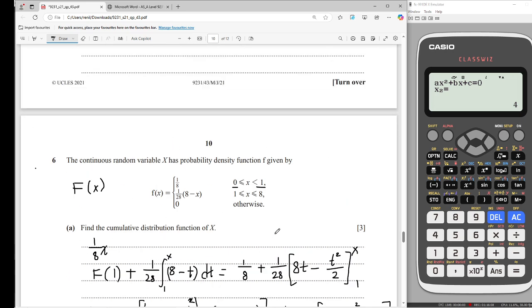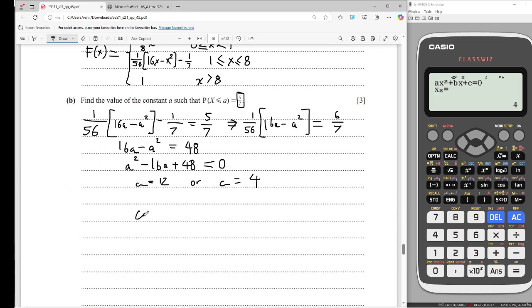Now I can tell that a equals 4. You know why? Because a must lie between 0 and 8. It's going to be lying between 1 and 8 actually, because it doesn't apply to the first function. That means a equals 4. That is your answer. It must stay in the range. 12 is beyond that range.